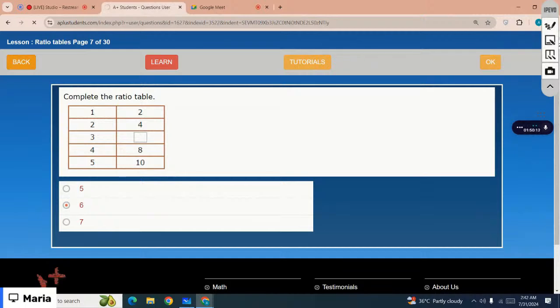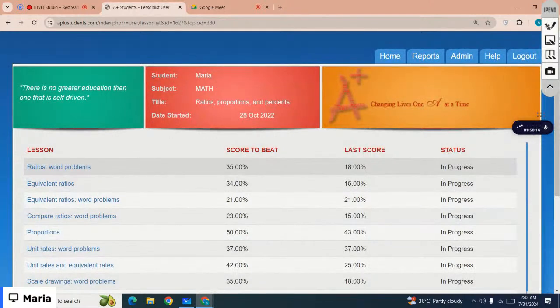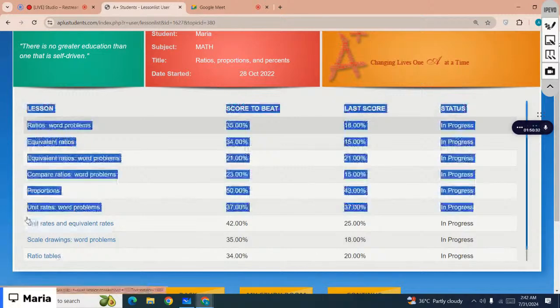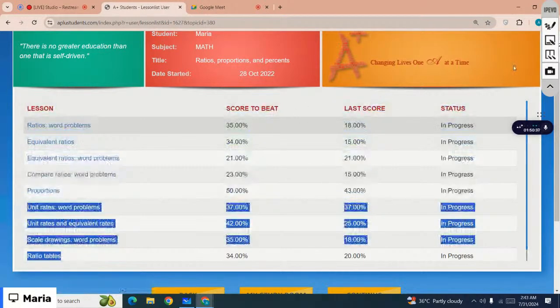So we were working on grade 6 math. The chapter we were working on is ratios, proportions, and percents. The lessons we have covered today are proportions, unit rates and equivalent rates, scale drawings, word problems, and ratio tables, right?